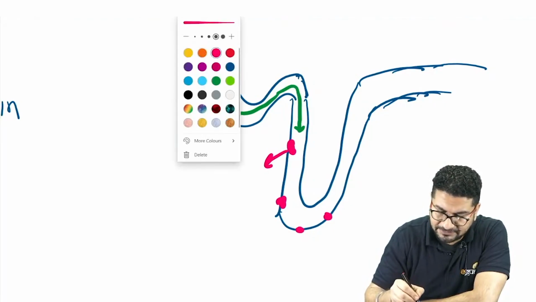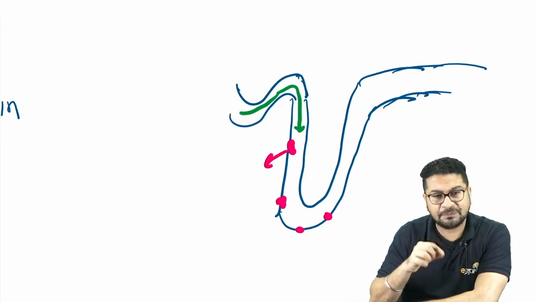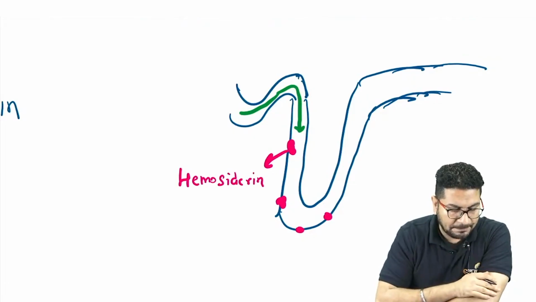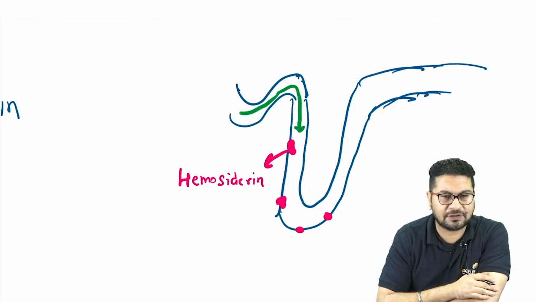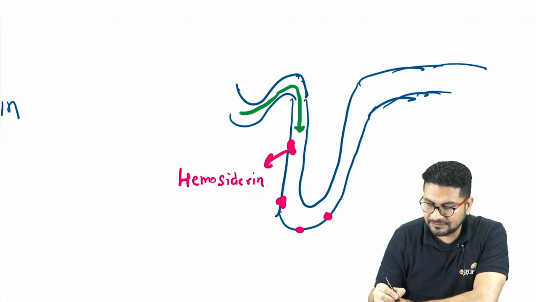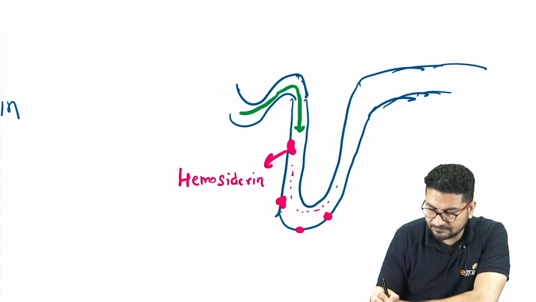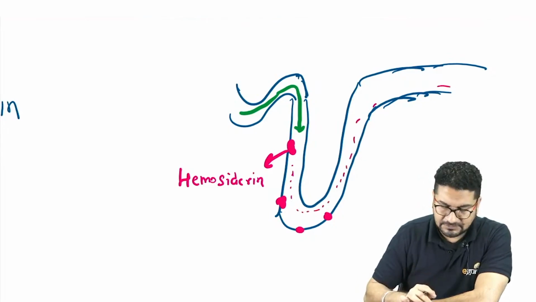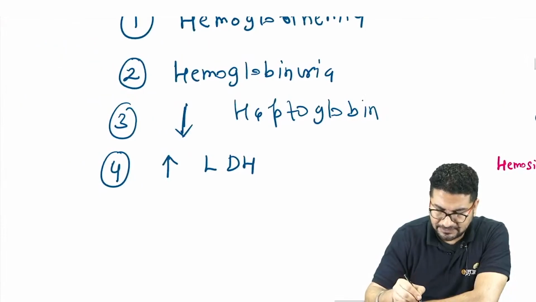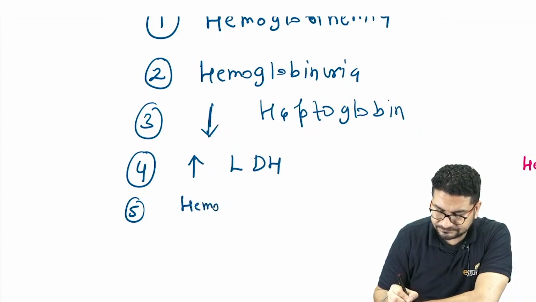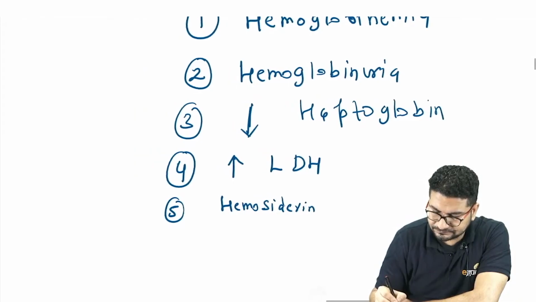After 2 to 3 months, this hemoglobin will precipitate. Precipitated form of hemoglobin is called hemosiderin. So after 2 to 3 months, you will see this will break down and be released in the urine. Clear? So understand this. The last feature that you will see in our patient will be hemosiderinuria.